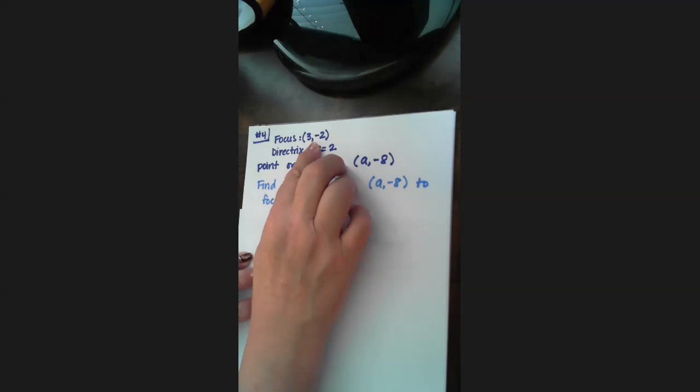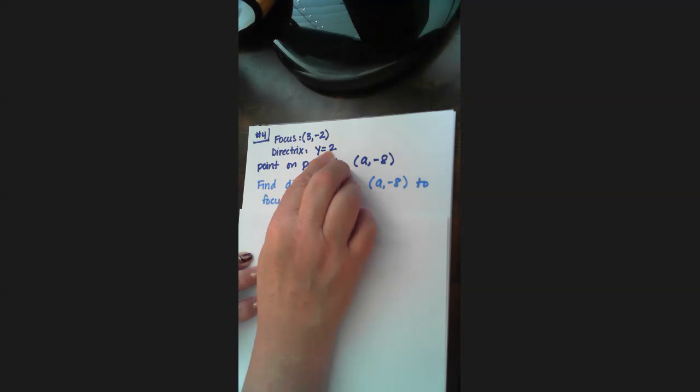And this is for geometry homework assignment number 39, problem number 4. Again, about parabolas. In the problem, we have a focus of (3, -2). So there's a point that is the focus. There's a directrix, which is a horizontal line, y equals 2. And we also have a point that's on the parabola.